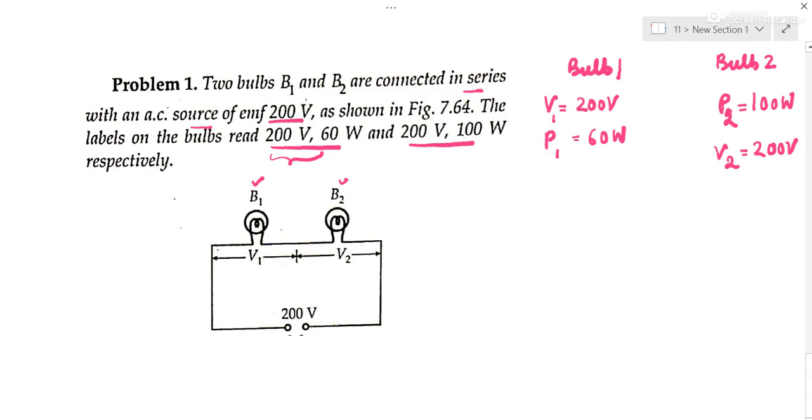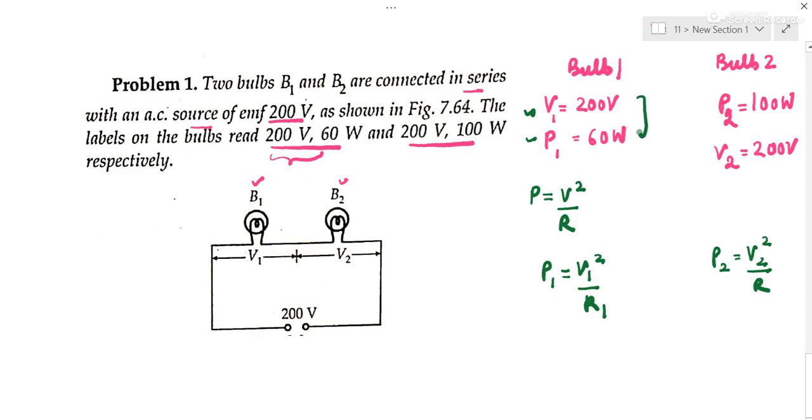So from the power and voltage rating, we can find out the resistances of these bulbs. Using this formula, we can find the resistance of the first bulb and similarly the resistance of the second bulb. This is just done from the power rating. How they are connected in the numerical doesn't matter here. Right now, the power rating is given in P and V form, so we can find out the resistance of both the bulbs. Substitute the values, this and this, similarly this and this, and find out R1, R2.